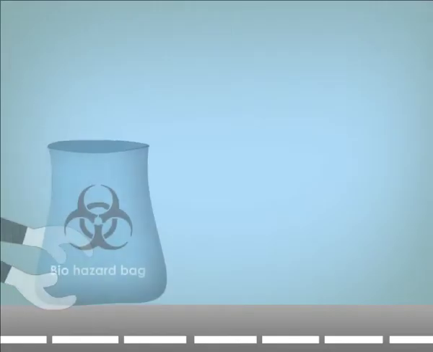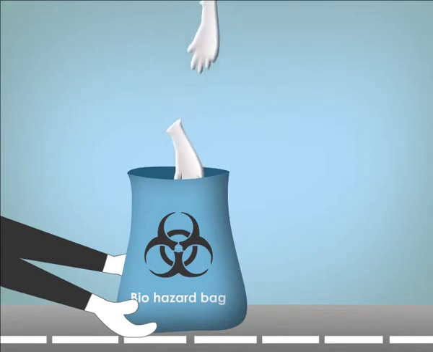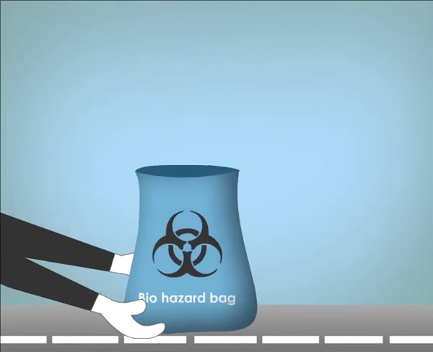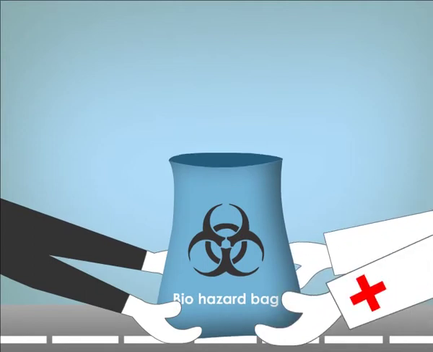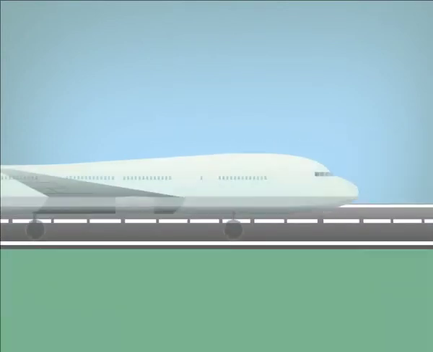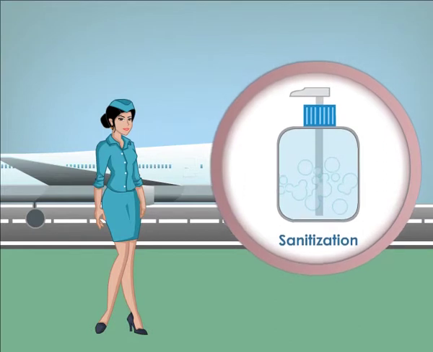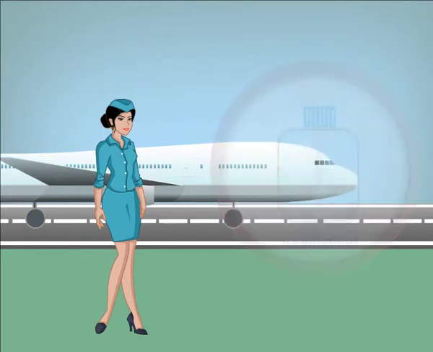Properly dispose of all contaminated items. Place all receptacles that have been used by the ill traveler, as well as all bags containing materials used to clean up, in a biohazard bag and hand it over to the health unit at the airport. Sanitization of the aircraft should be done by the Airport Health Organization.